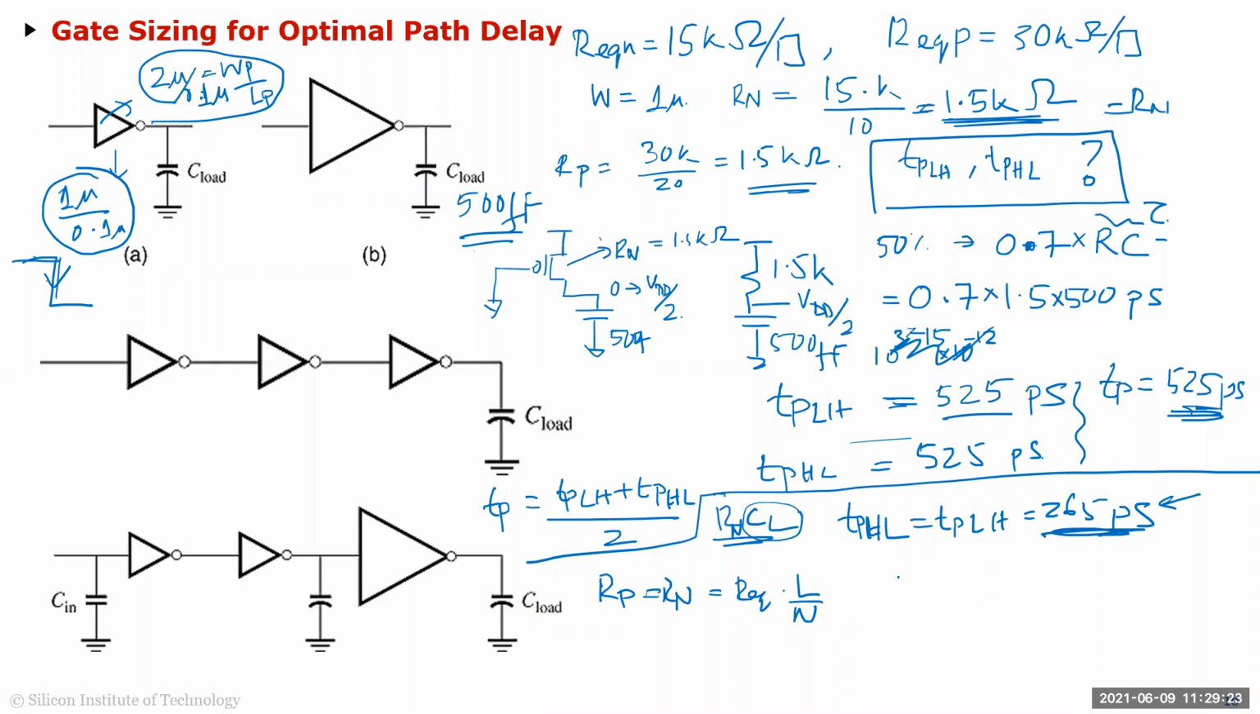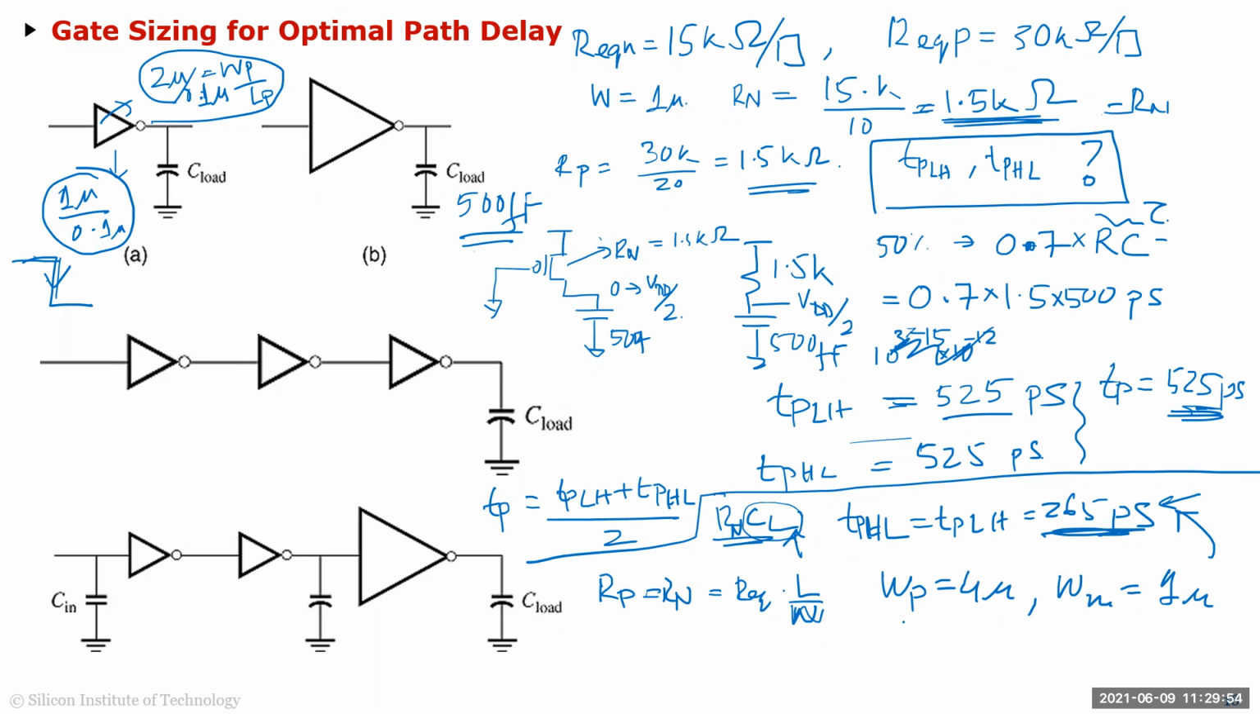Not double the L. Because you want to reduce this by half, you can't do anything for C, right? So you basically have to increase the W by twice. For example, WP will become 4 micron, WN will become 1 micron. That'll give you 250. Let's say I want to go further down by another half. I want to make it 125 now.